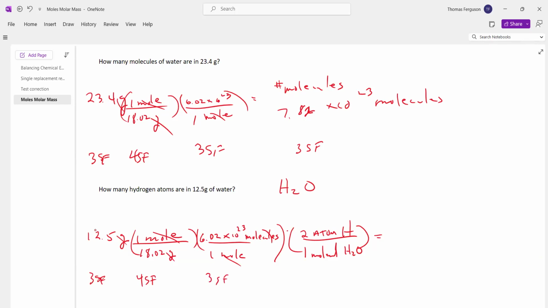What's the sig figs for the two atoms of hydrogen per one molecule of water? For two, three, and four, none of those are right. Infinity, or undefined, yes. Because it's exactly 2 to 1. By definition, we're talking about water, it's exactly two hydrogens to one oxygen. Okay, so infinity.